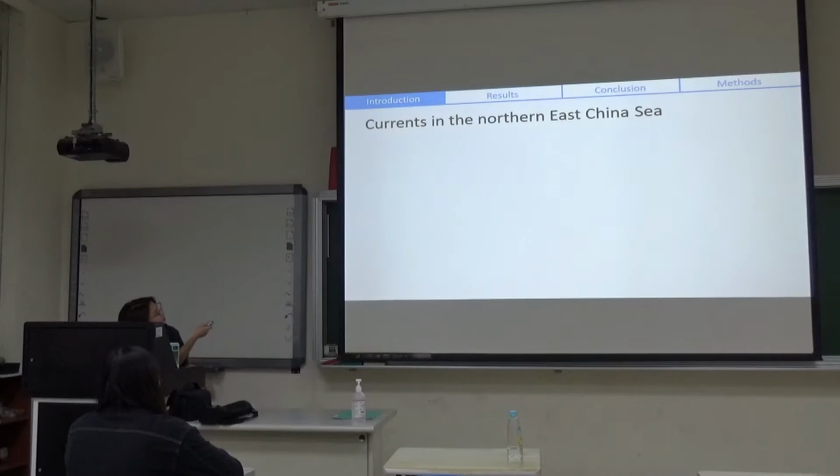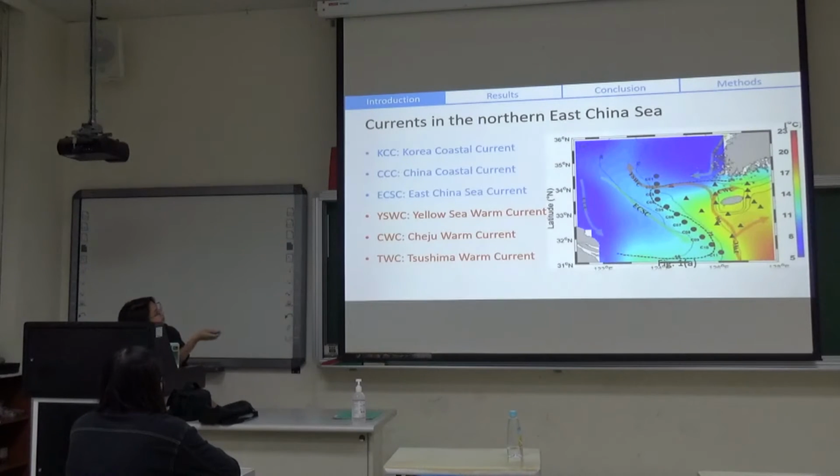And there are currents in the northern East China Sea. As you see, the Korea Coastal Current and the East China Coastal Current and the East China Sea Current transport low temperature and low salinity water southward. And the Yellow Sea Warm Current and the Jeju Warm Current are both branches of the Tsushima Warm Current. They all transport high salinity and high temperature water northward.